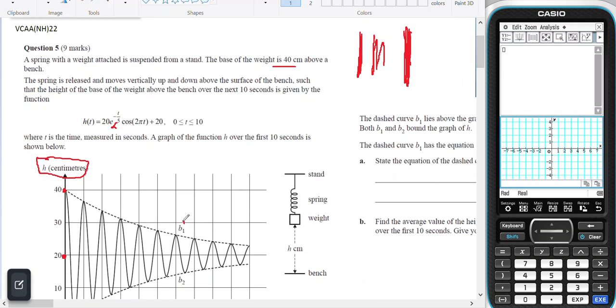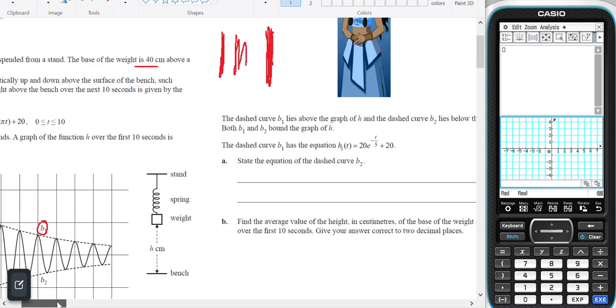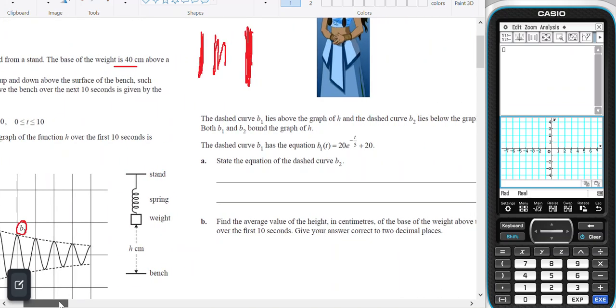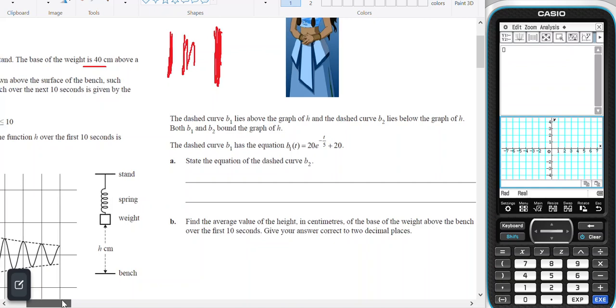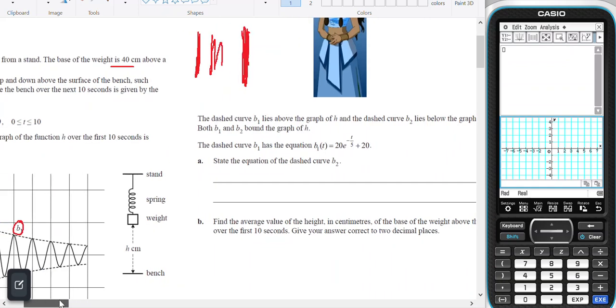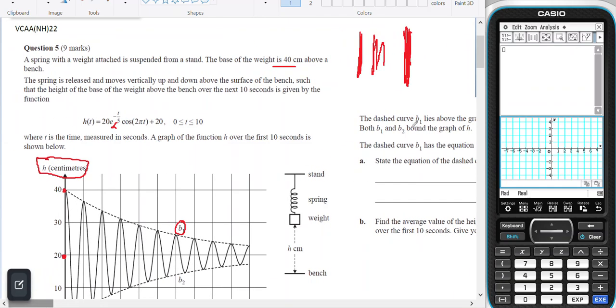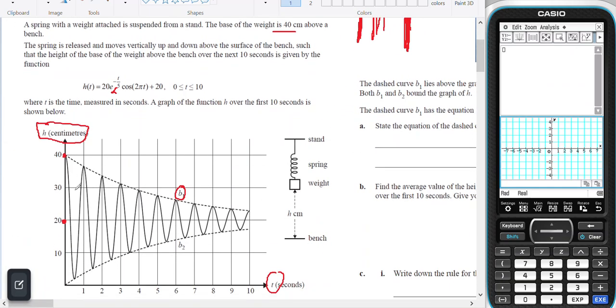The dashed curve B1 lies above the graph and B2 lies below the graph. Both B1 and B2 bound the height of the graph. The dashed curve B1 has that equation; what equation does the dashed curve B2 have? So that is the curve that determines the maximum heights as it bounces back up and the minimum heights. And we have some symmetry happening here.